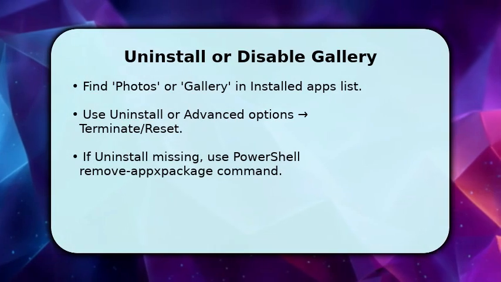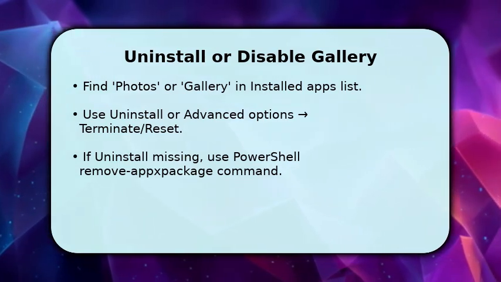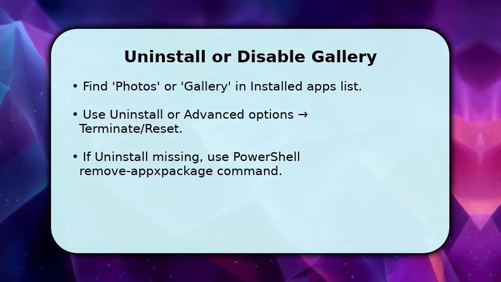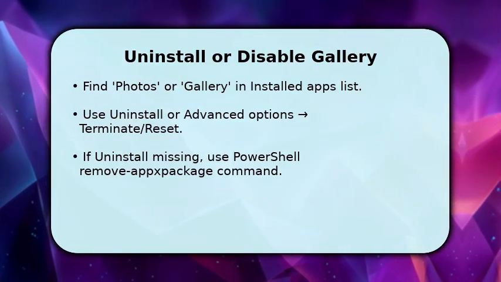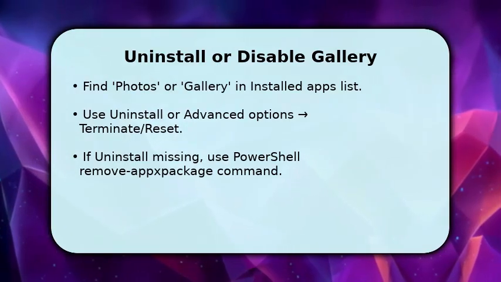You'll now remove the gallery app. Scroll the installed apps list and locate Photos or any gallery package. Click the three-dot menu and try Uninstall first. If Uninstall is unavailable, choose Advanced options to terminate and reset, then retry.